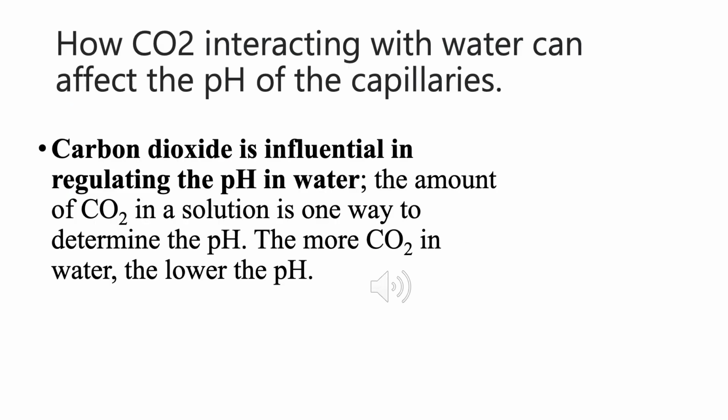How CO2 interacting with water can affect the pH of the capillaries. Here, carbon dioxide is influential in regulating pH in water. The amount of CO2 in a solution is one way to determine the pH. The more CO2 in water, the lower the pH. Carbon dioxide influences the pH of blood by reacting with water to form carbonic acid, which can dissociate to form a hydrogen ion and a hydrogen carbonate. Increasing the concentration of CO2 in the blood therefore results in more hydrogen ions, thus a lower pH.